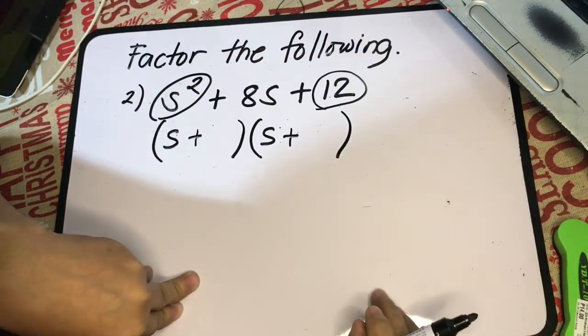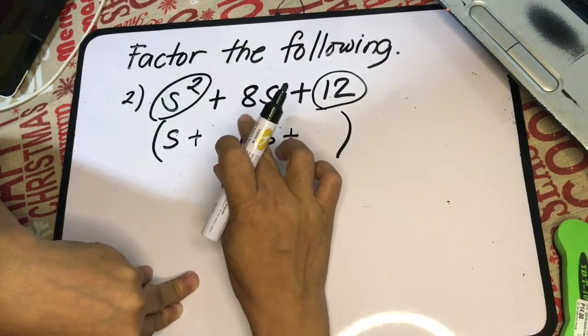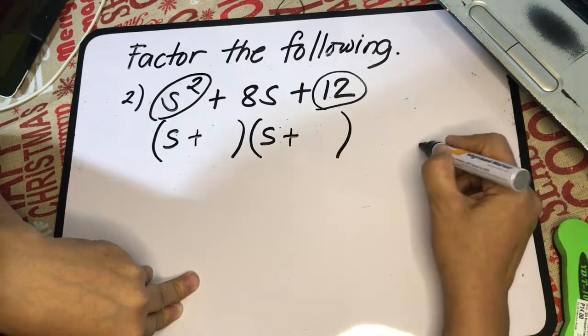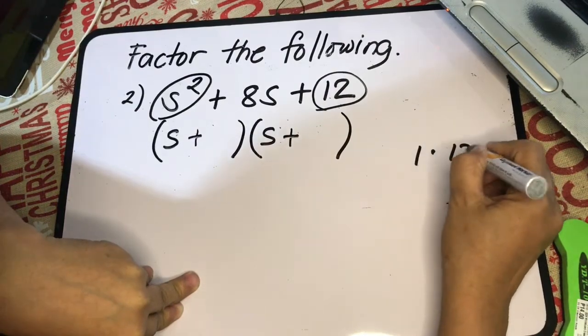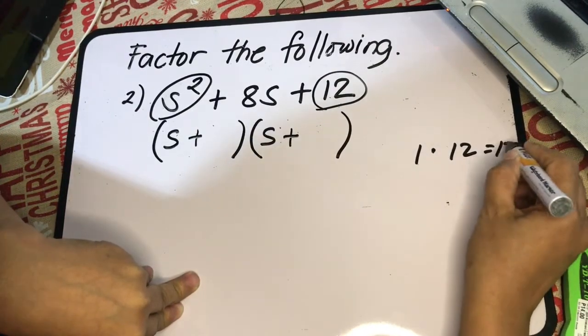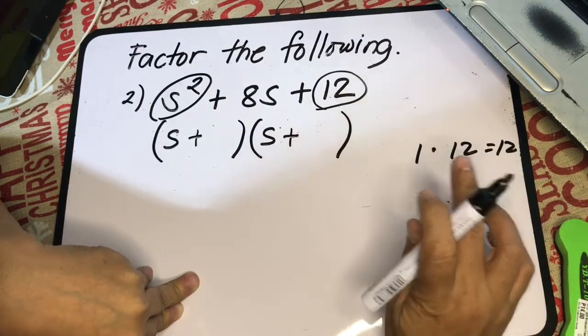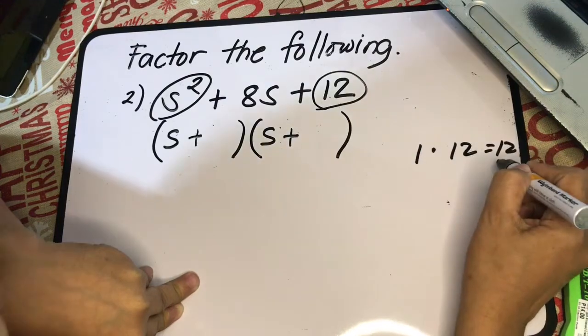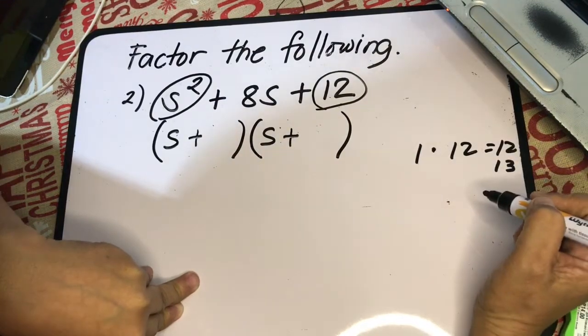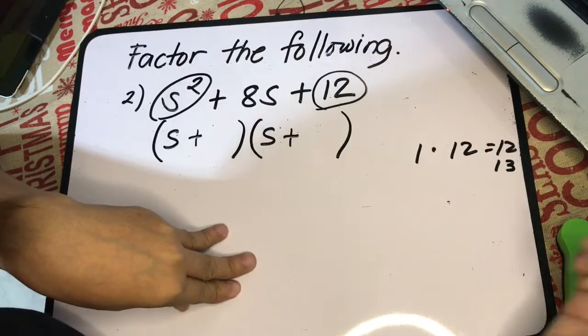Okay. Now, what are the possible factors of 12? So, of course, meron tayong 1 times 12. So, this is equal to 12. Pag inad mo ba, ang 1 at saka 12 will give you 8? Hindi. So, this is equal to 13. Okay? So, it is not possible.